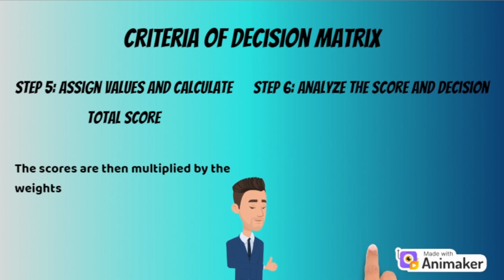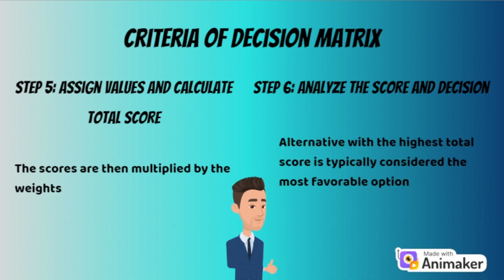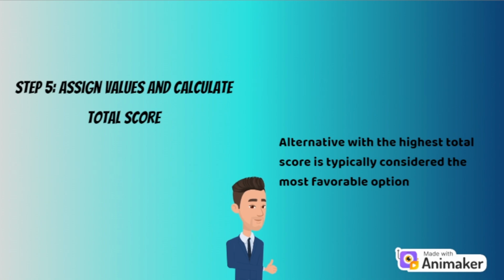Step 6. Analyze the score and decide. In this final step, you analyze the total scores of the alternatives to make a decision. The alternative with the highest total score is typically considered the most favorable option. These steps help streamline the decision-making process and provide a systematic approach to evaluating and comparing options.